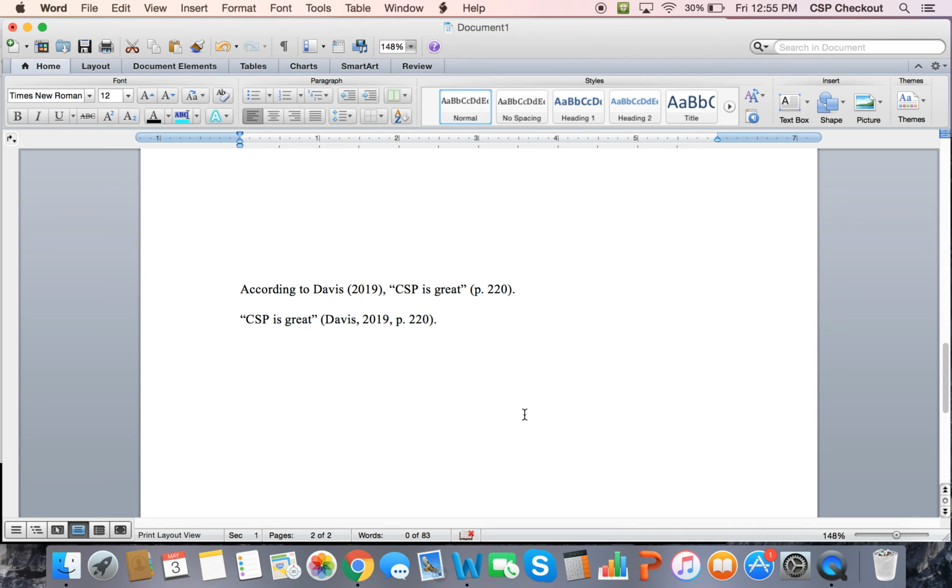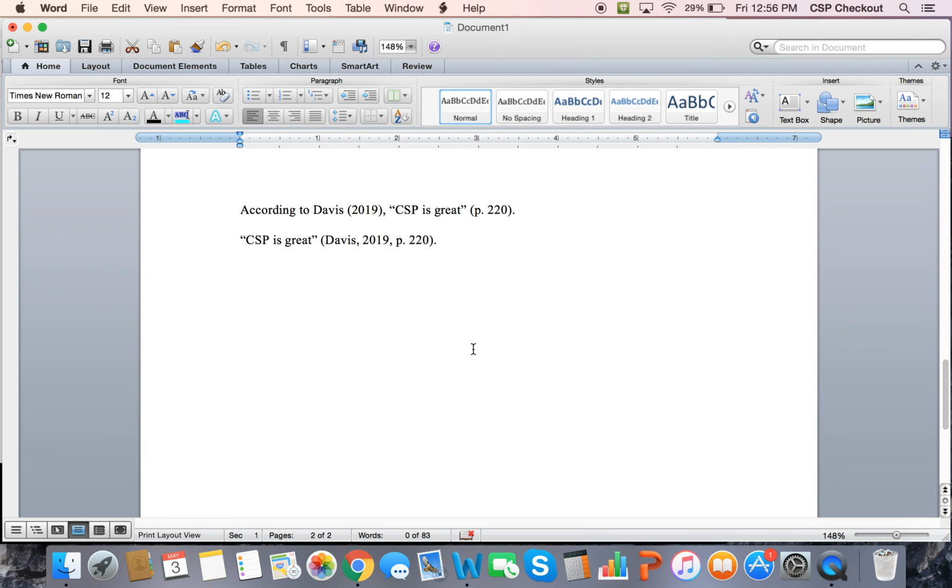If you're using a direct quote, let's say we turn the CSP is great statement into a direct quote, it would look something like this: according to Davis, 2019, comma, "CSP is great," in quotes, and then the page number. And once again, even with quotes, the period is still after the page number. If you're not using the author's name, it would just be quote-unquote CSP is great, and then you cite it like so.